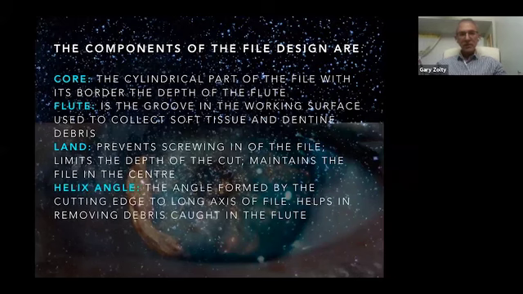The helix angle is the angle formed by the cutting edge to the long axis of the file. It helps in removing debris caught in the flute. If you have debris caught in the flute, it's going to reduce the cutting effectiveness of the file, and that means there's a greater chance that the file might separate or fracture. The rake angle can be positive or negative. A positive rake angle means much more aggressive cutting.